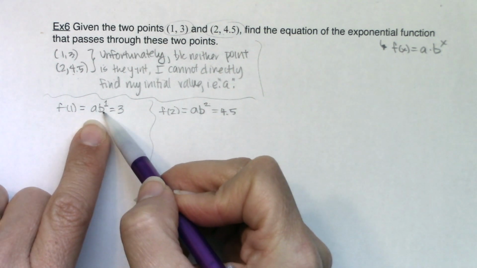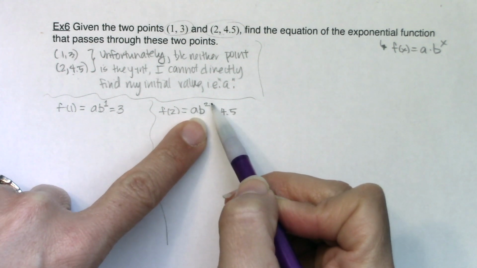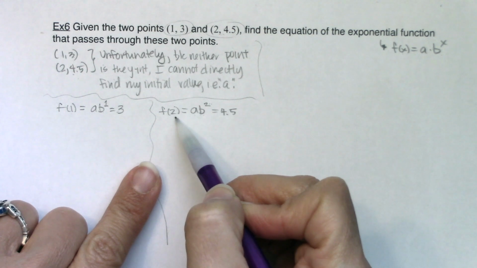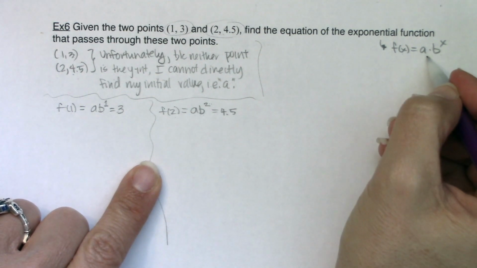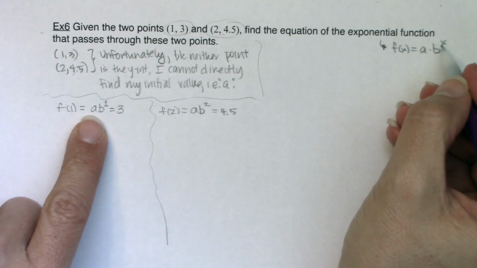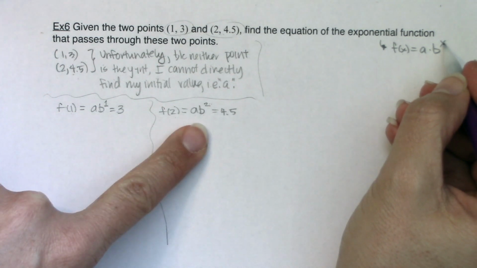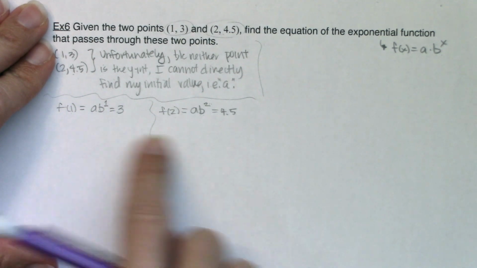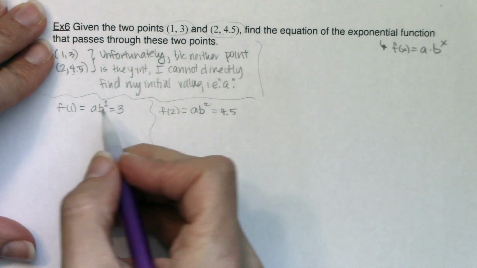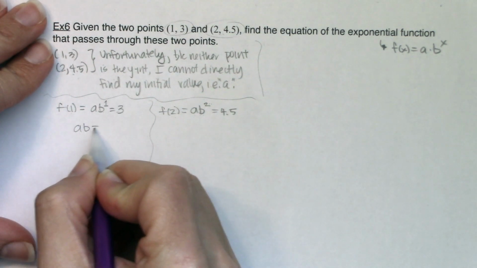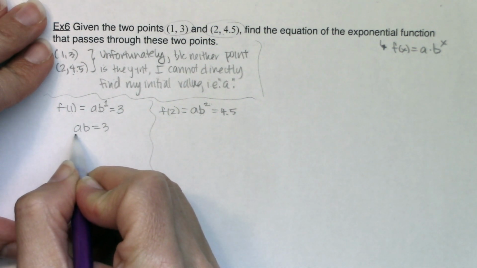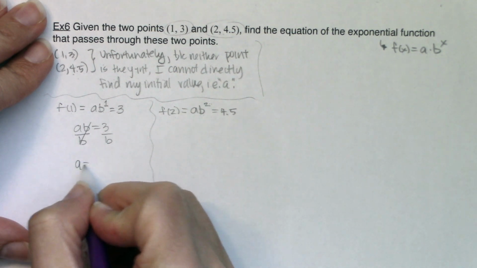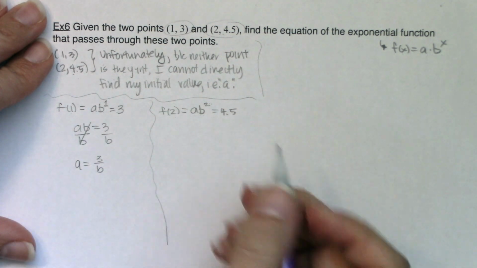So here I get ab equaling 3, and here I get ab squared is 4.5, because my x value was 1, and then 2. A times b to the x: if x is 1, that means ab. If x is 2, ab squared. What I'm going to do now is solve each of these equations for a. So if we know ab is 3, I can divide both sides by b. This is going to cancel by design, and I'm going to get a equaling 3 over b.